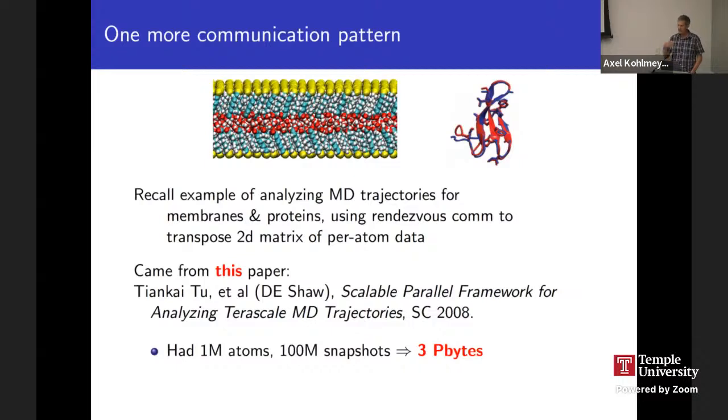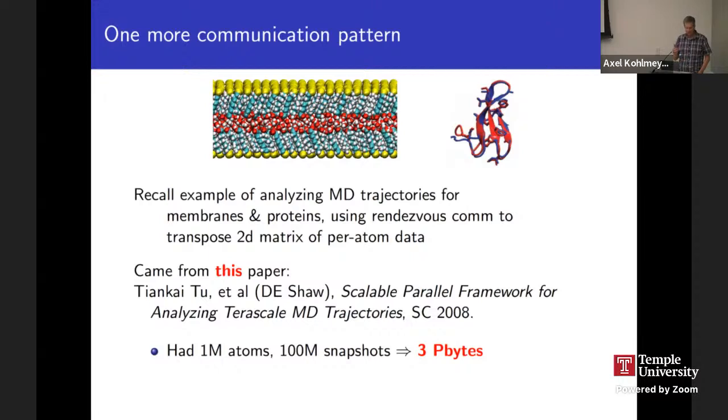And in their case, they had 1 million atoms. They had 100 million snapshots. It was a really long biological simulation. So they had 3 petabytes of data. This was back when a petabyte was big enough. Maybe it's still a fairly big amount of data. It is.